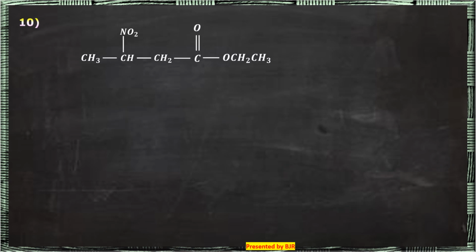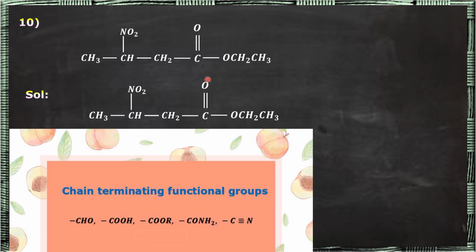Problem number 10. Here you can easily identify the functional group present in this organic compound. What is the functional group present in this organic compound? It is COOR, the ester functional group. And this COOR functional group is one of the chain terminating functional groups. So the carbon atom in this functional group must be assigned serial number 1 while numbering the parent chain.